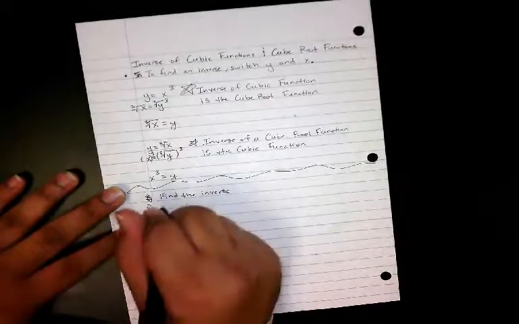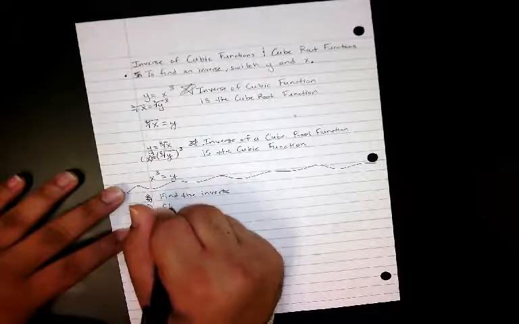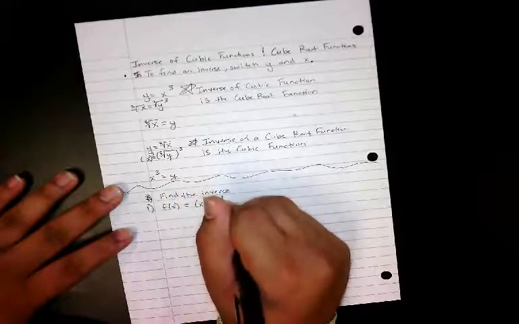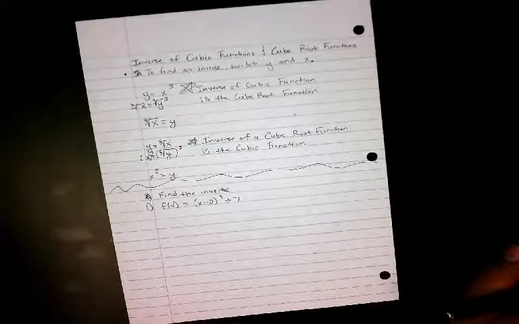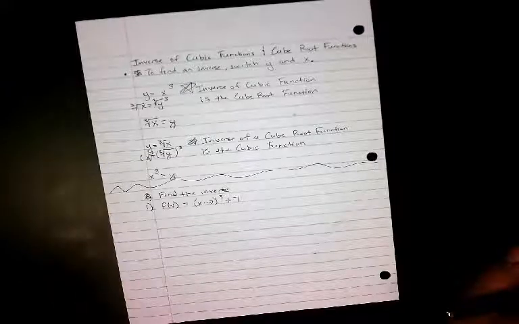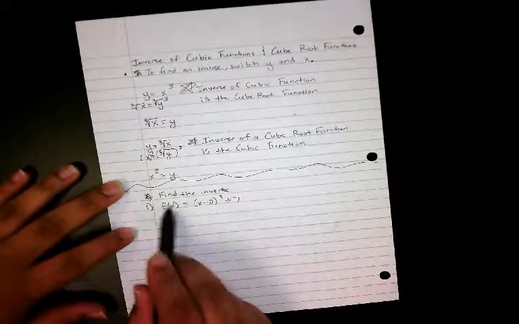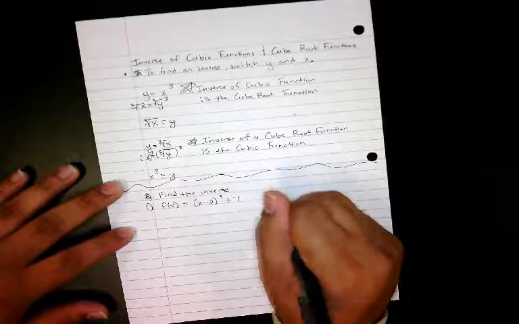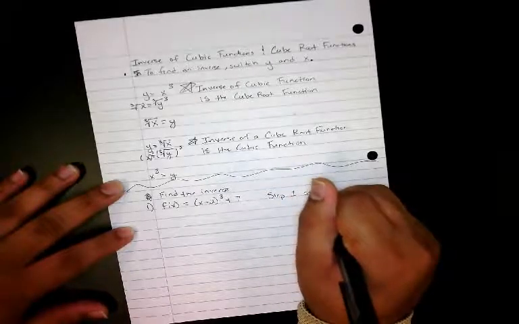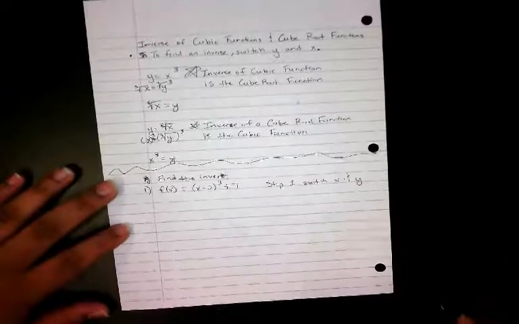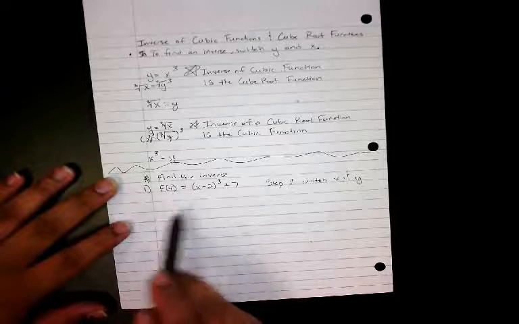So number 1, we've got f of x equals (x minus 2) cubed plus 7. Okay, first thing you do, step 1, switch x and y. And you want to switch your x and your y. Remember, this is your y, so we're just switching it.